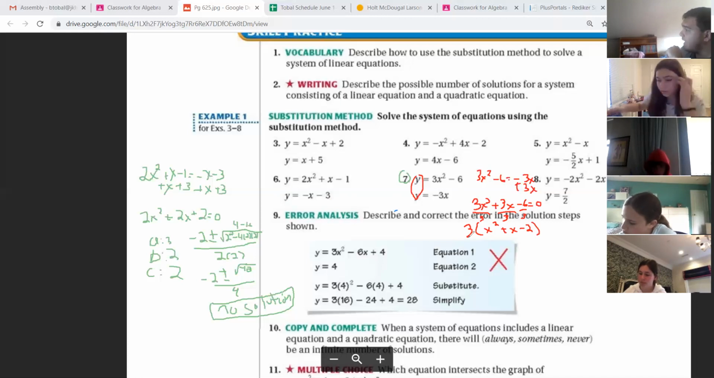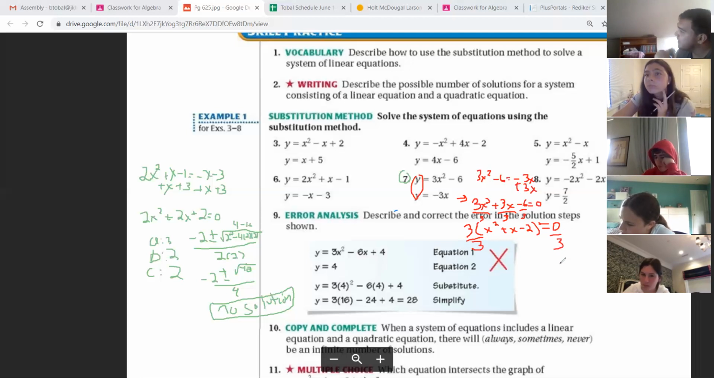Okay? This 3 out here is just outside. We took it out. Think about it. If you distribute it back in, you will get back to your original equation. So we're allowed to do that. Equals 0. Now, since the 3 is on the outside, I could divide by 3 here. You know what's really nice? 0 divided by 3 is still 0. So now I have x squared plus x minus 2.